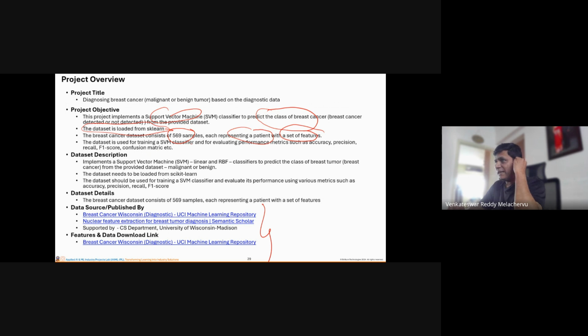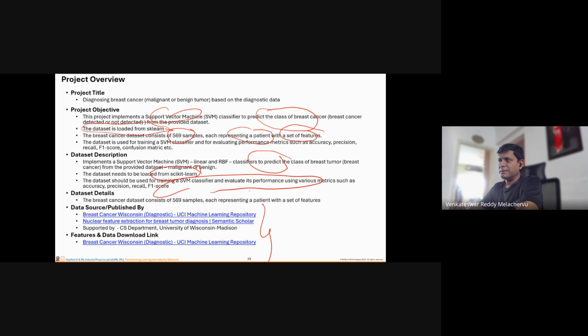You should use this data for training as well as for prediction, meaning you have to divide 80-20 or whatever is appropriate. Hyperparameter you have to choose, usually 20% for validation and 80% for training. So use the SVM, linear or RBF, for the classification. You have to load it from scikit, train it, and predict, and plot all those parameters. Accuracy, precision.